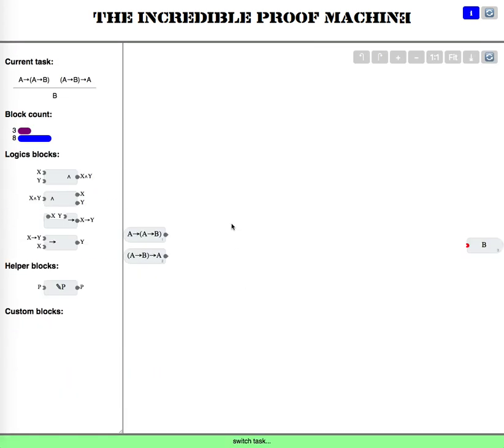Okay, our last one for this episode. All right. Given that A implies B implies A, wow, we can just assume that B is true. Huh. That is an interesting thing right there. I think that relies on, no, it doesn't rely on the law of excluded middle.